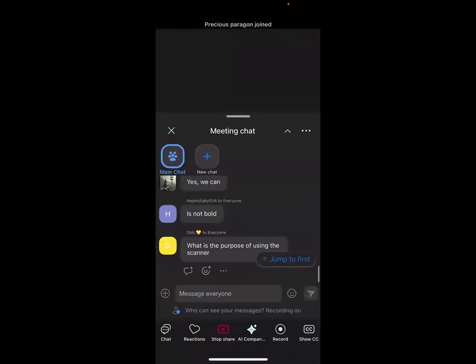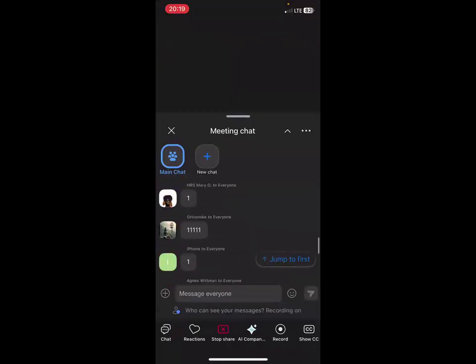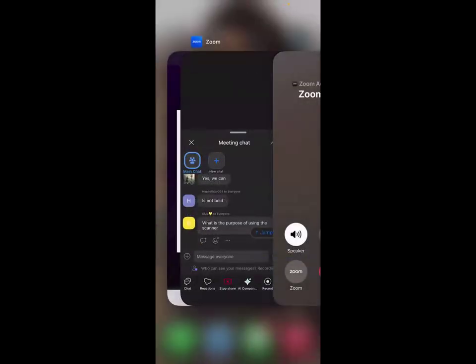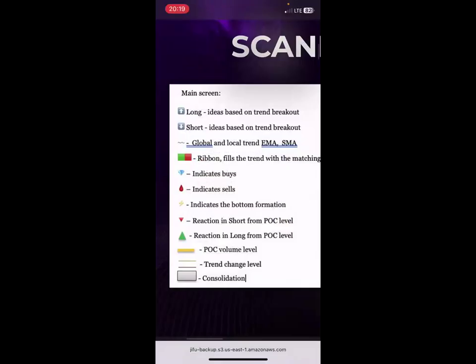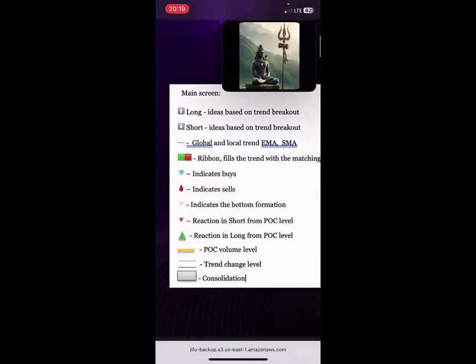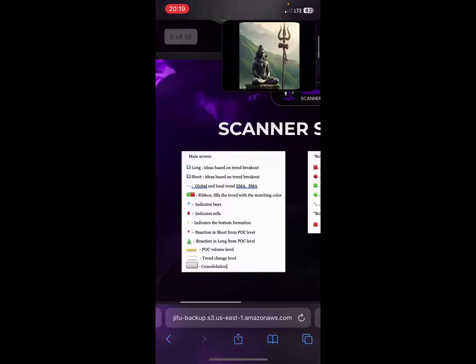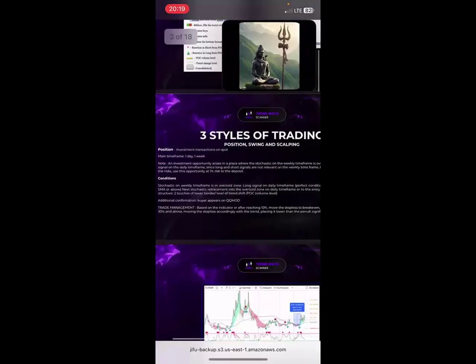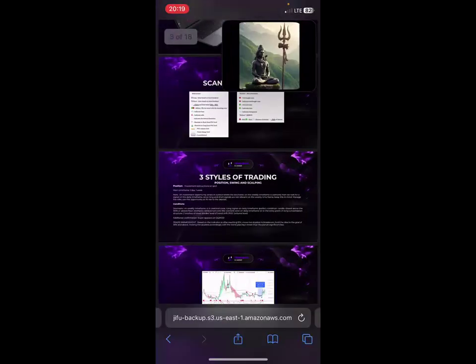Snowboard. What is the purpose of using the scanner? Okay, somebody is asking what is the purpose of using the scanner. You're using the scanner so you can make money. That's the purpose. So once you see that box, it means that the market is consolidating. Now, if you want to know more about what I just said, just read through the documents.